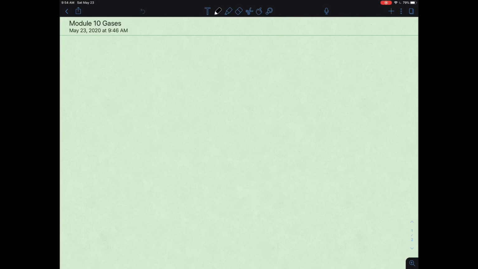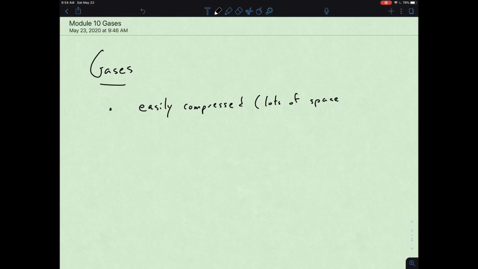Alright, Gen Chem Nation, in this module we are getting into gases and gas law. And so just some little tidbits about gases. They're easily compressed. Remember, there's lots of space between gaseous molecules.